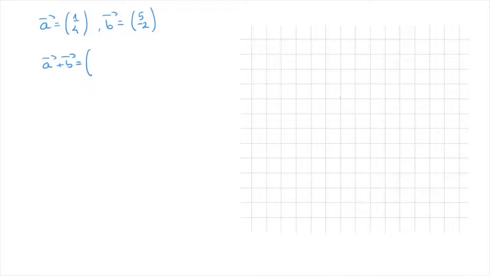Indeed, for that, all we have to do is add the two horizontal components, so 1 and 5, which would be 6, as well as add the two vertical components, so 4 and negative 2, which would lead to 2. But how do we show that graphically? Well, one of the methods can be explained as follows.